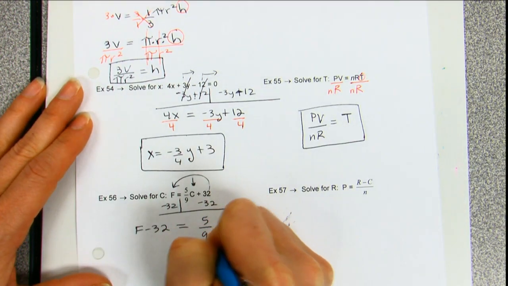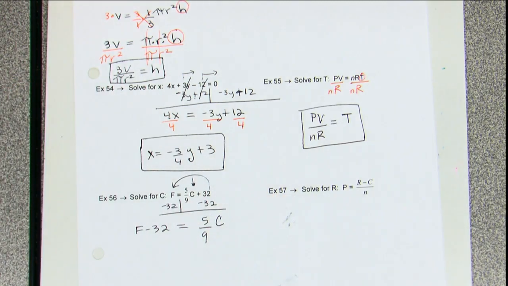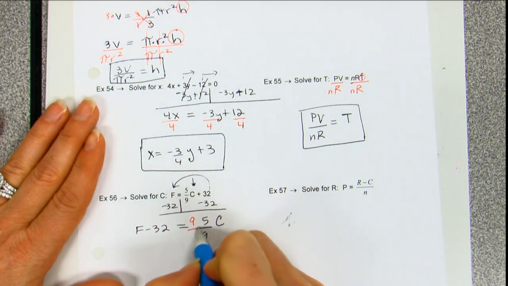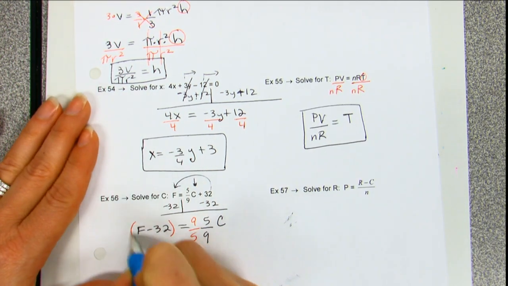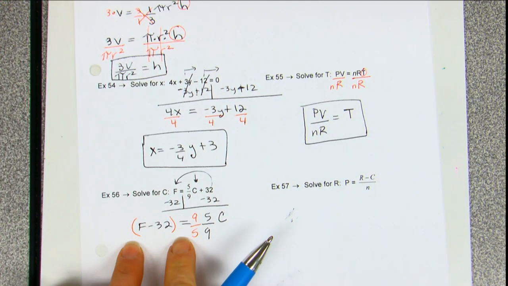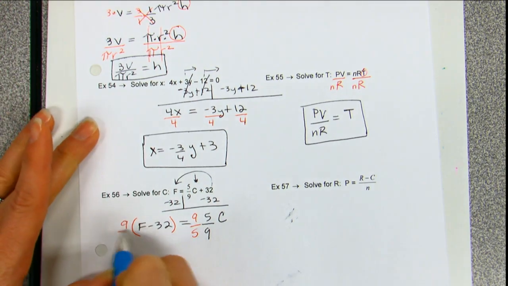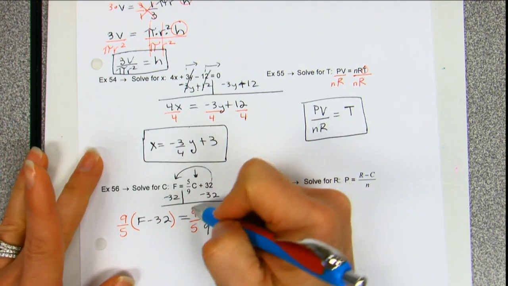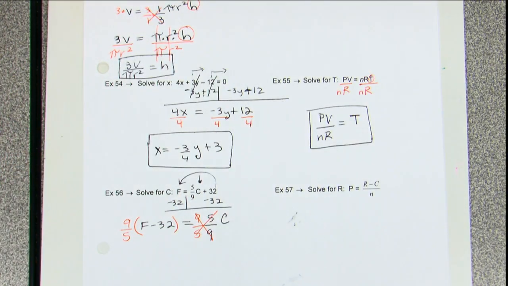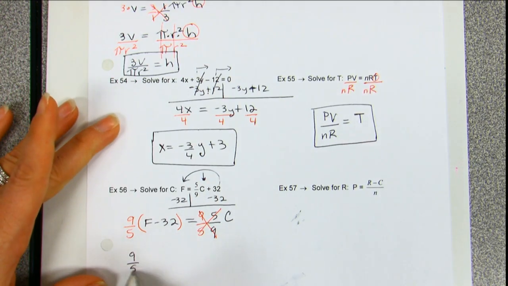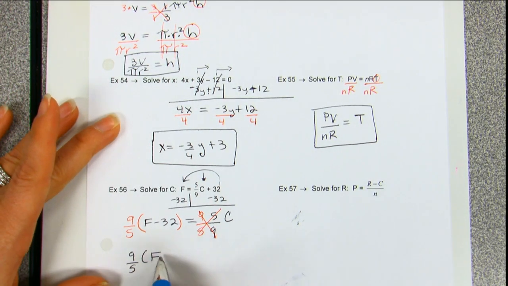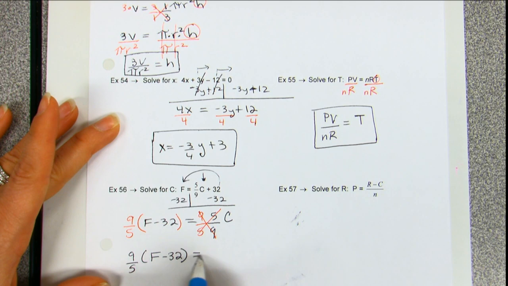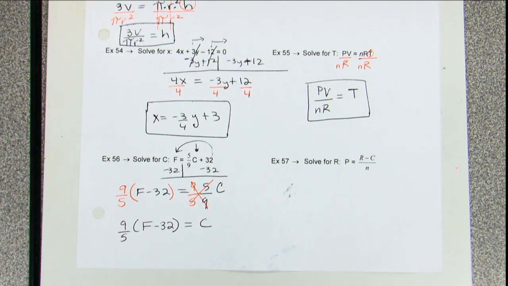And I'm going to leave a little space here because if I have a fraction by a letter, then to get that letter by itself, we have to multiply times its reciprocal. Since there's more than one thing over here, we're going to go ahead and multiply times 9 over 5, but put it in a parentheses. You don't actually have to go through and distribute that. So we have 9 over 5 times f minus 32 equals c.